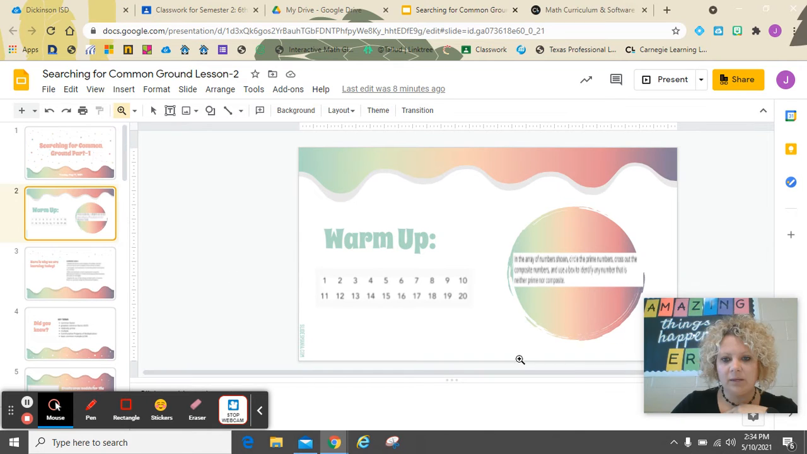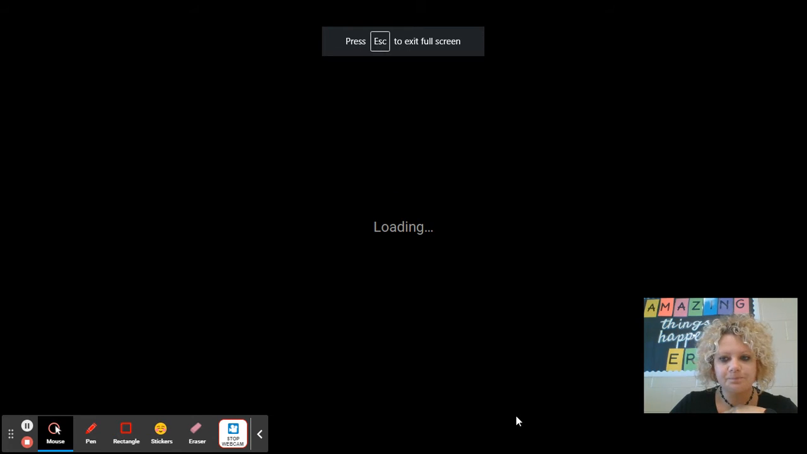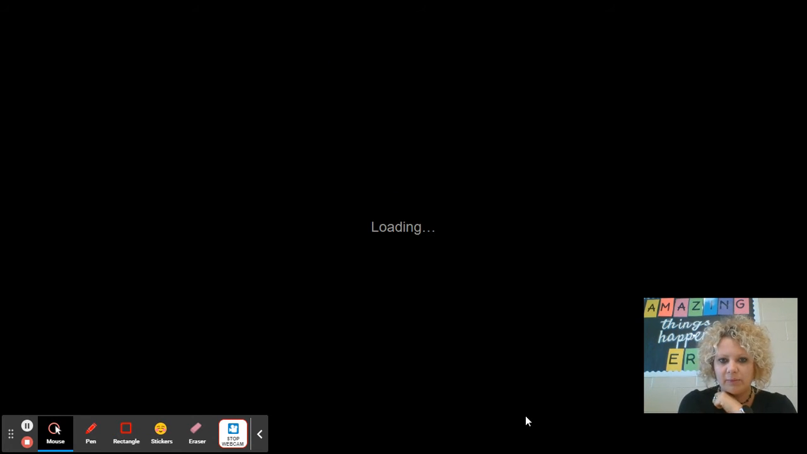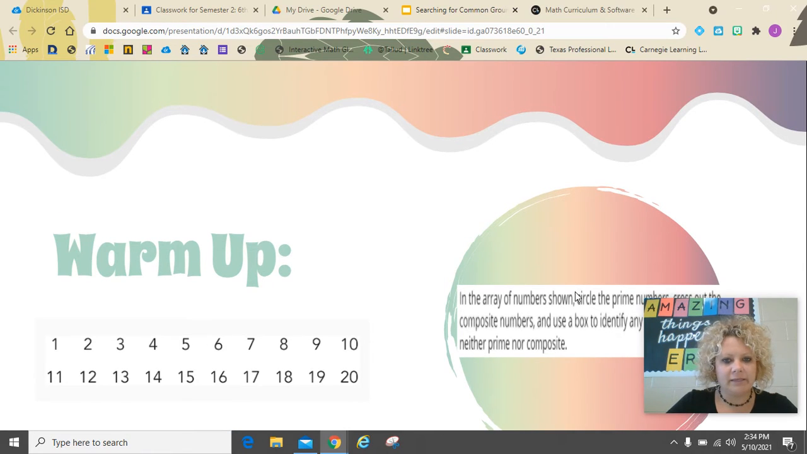Okay, so for our warm-up, we have a list of numbers here. I want you to hit pause, and on a piece of paper, in this array of numbers shown, circle the prime numbers, cross out the composite numbers, and use a box to identify any number that is neither prime nor composite. So go ahead and pause right now and complete this. Once you have finished, you can hit play and check your answers because we're going to go over this. All right, so hopefully you paused.